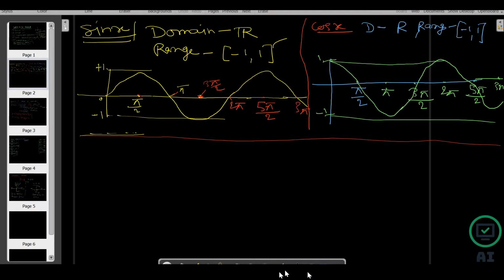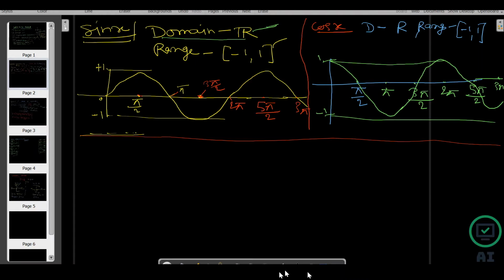So let's first understand what is the domain for sin x. So domain for sin x is, you can see here, all real numbers. It is taking all the real numbers from minus infinity to plus infinity in x. So domain is all real numbers.